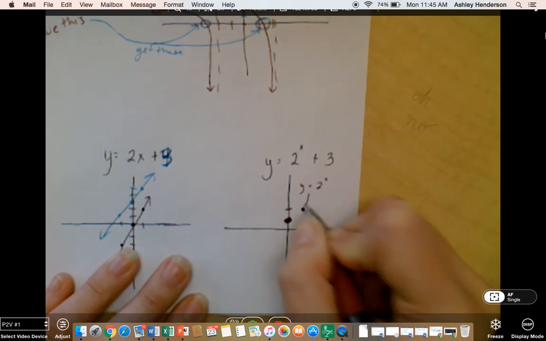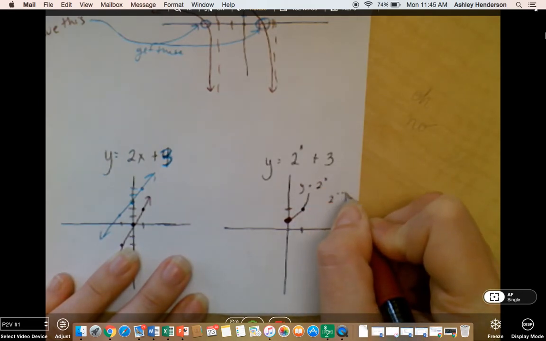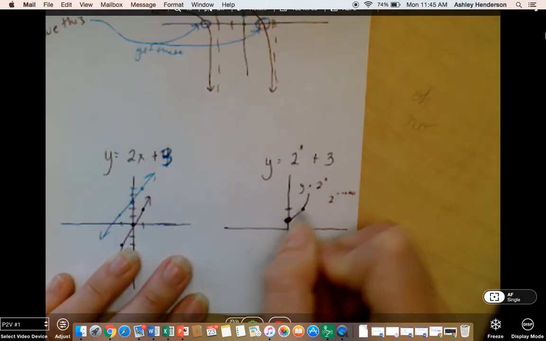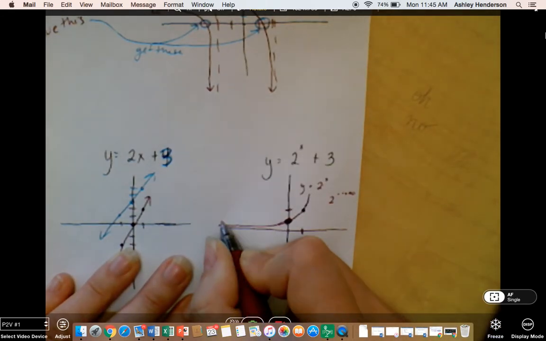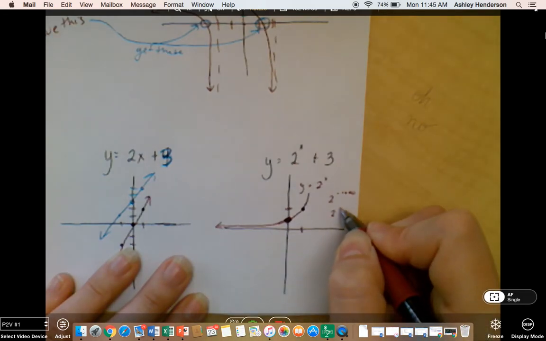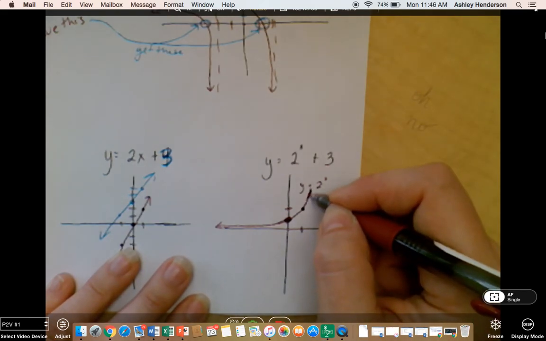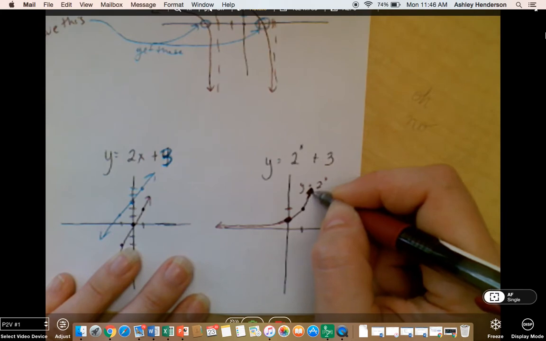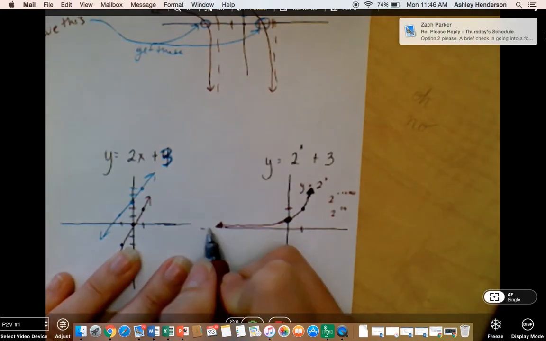And then if I plugged in something really big and negative, like 2 to the negative 1,000 or 100, would be pretty darn close to 0. And then if I plug in something big like 12 even or 10, we're already getting huge really fast. So it's going to go up really fast, hence exponential growth. Okay, and then we've got a horizontal asymptote.